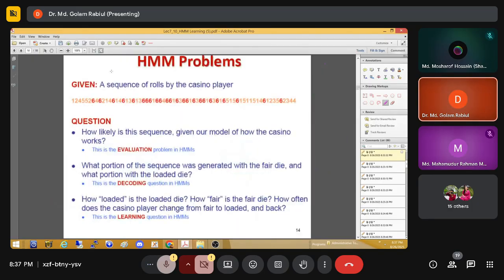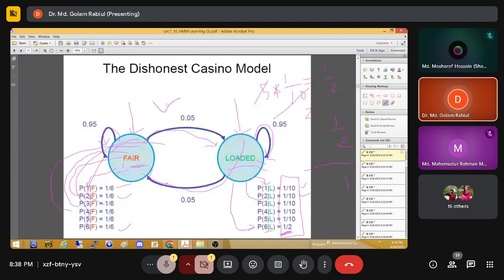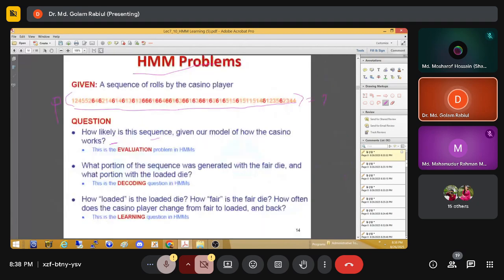Now, if we can formulate any problem using the HMM, we can answer a few questions. The first question is, how likely is the sequence given our model of the casino? What's the probability of getting this sequence using this model? So we want to find out the probability of this observation sequence.